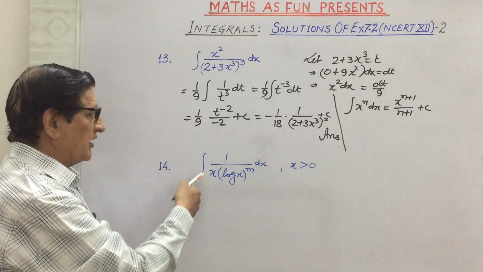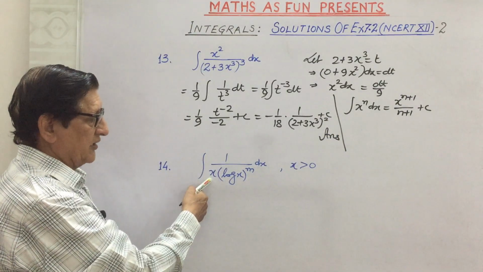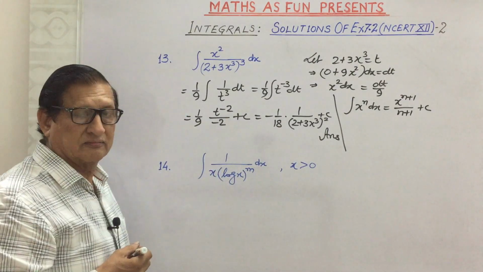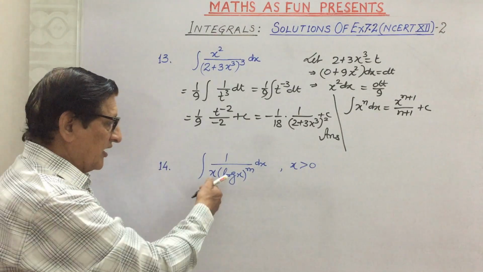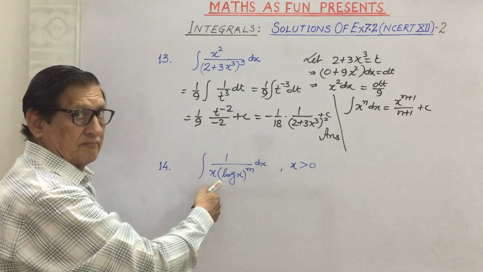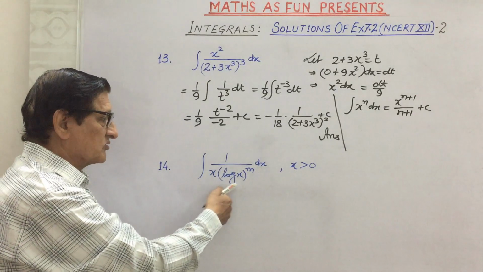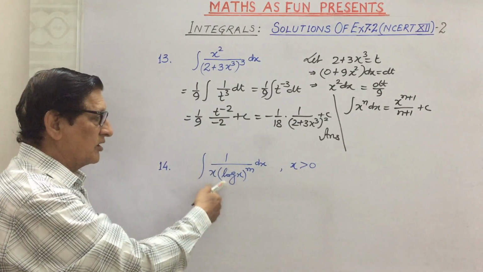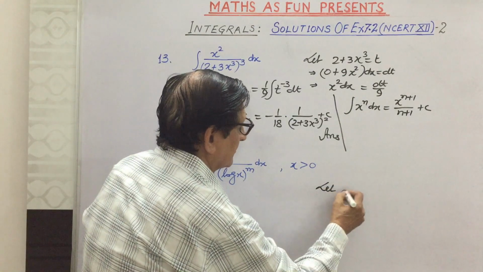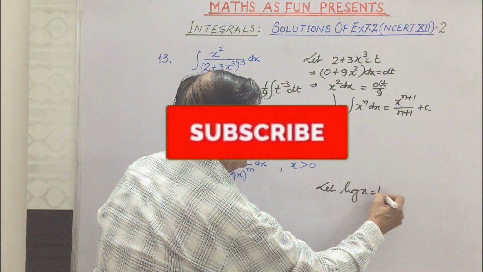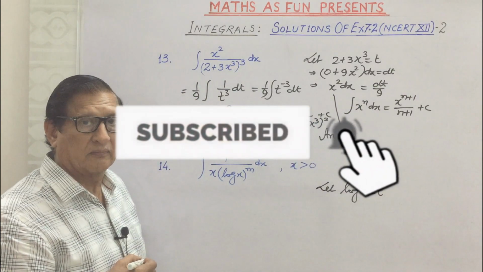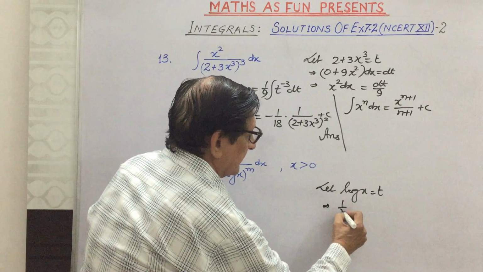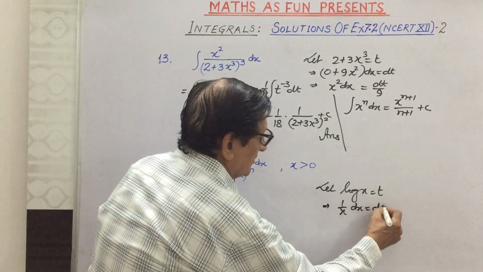Question number 14, we have integral of 1 upon x into power m of log x. To think for t here, we have log x, and we know d by dx of log x is 1 upon x, which is available here. So we can take log x as t. So we write let log x is equal to t. Differentiating with respect to x, we get here 1 upon x dx is equal to dt.